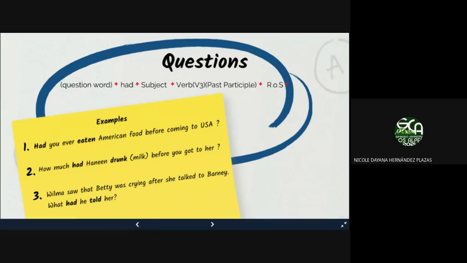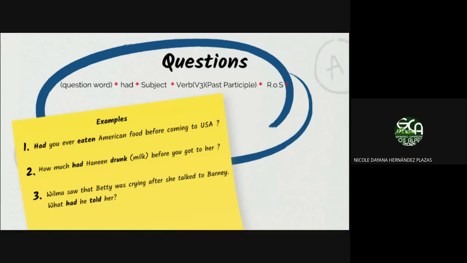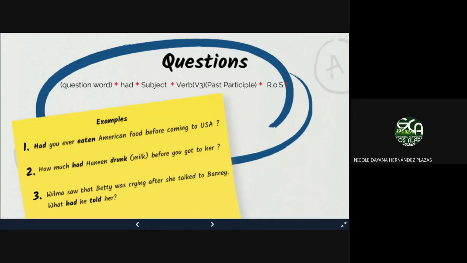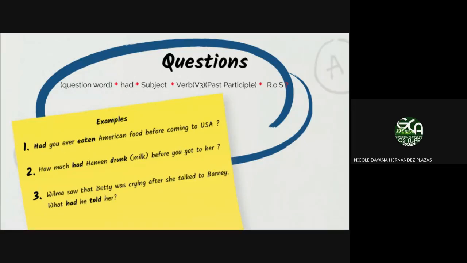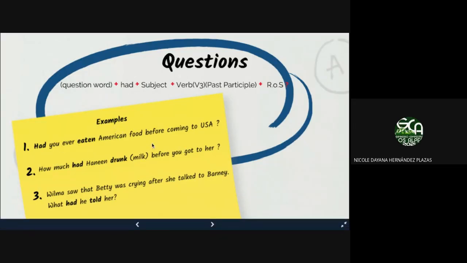That's it. So look at this, my dears. The first one. You have first the auxiliary verb, the subject, you have whenever. Acuérdense que cuando tienen un just, un never, un already, siempre va a ir entre el sujeto y el verbo en participio, ¿listo? So, had you ever eaten American food before coming to USA? ¿Qué pasó antes? Que no ha comido o que no se sabe si ha comido antes de este otro evento, antes de ir a este lugar. Look at this one. How much had, aquí tienen una question word, how much had Hannah drunk milk before you got to her? Y miren esta última, especialmente esta última. Wilma saw that Betty was crying after she talked to Barney.